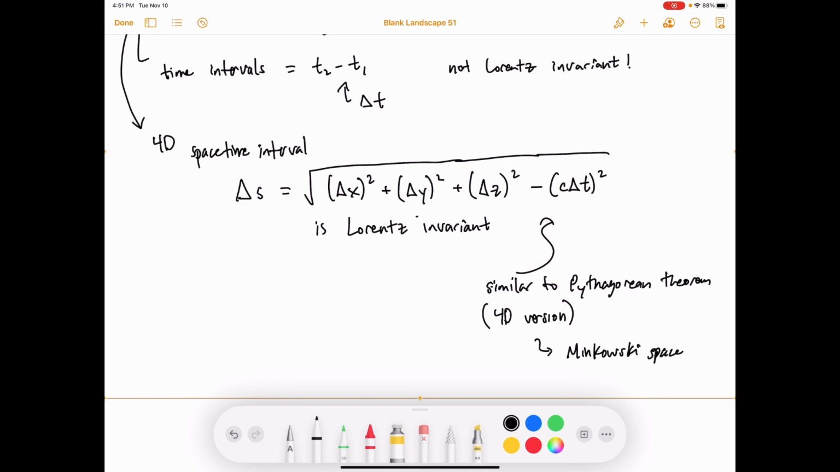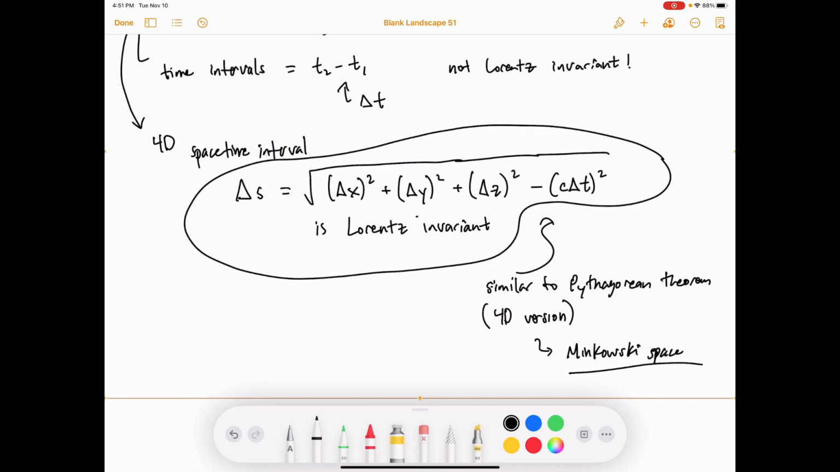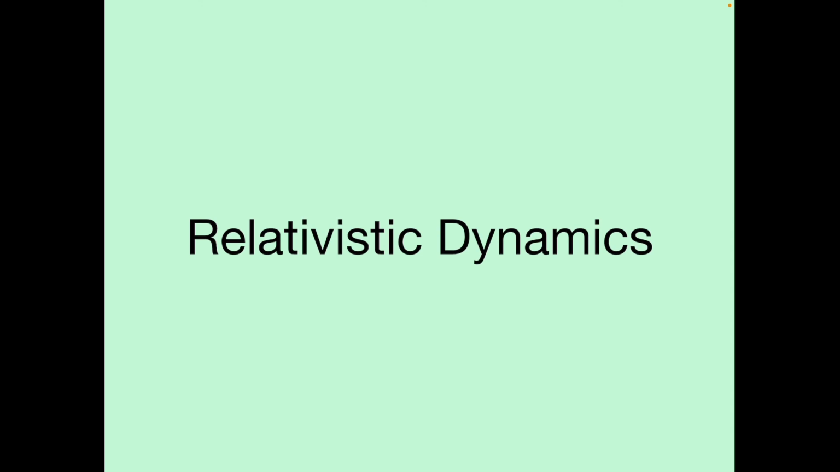Okay, so if you take a more advanced physics class where you continue to learn about relativity, you'll learn all about Minkowski space and how we do geometry in that 4D space. Okay, so that takes us to relativistic dynamics.